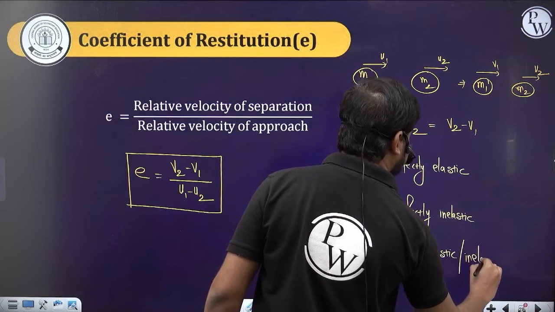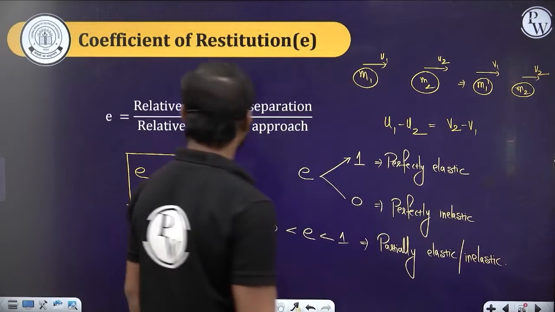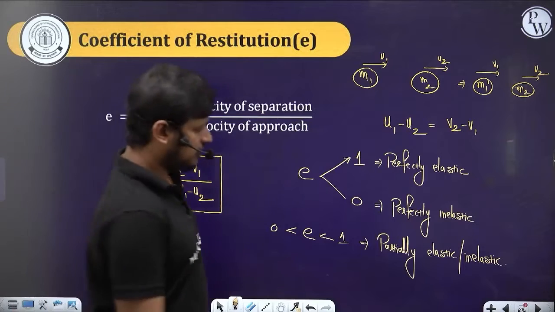Clear? Understanding the concept, guys? So this is about the coefficient of restitution. Now let's see the questions.